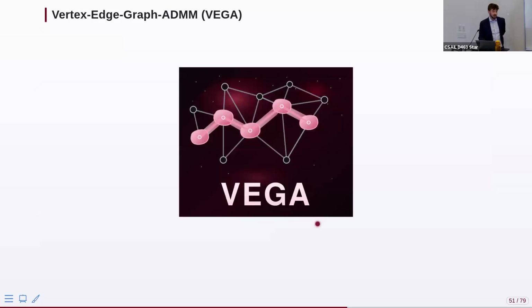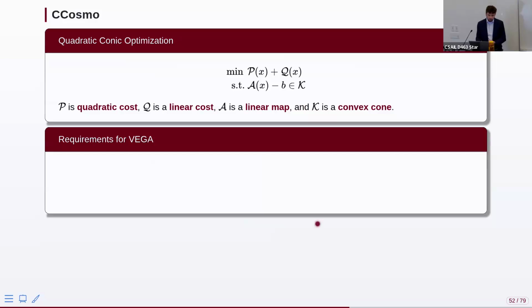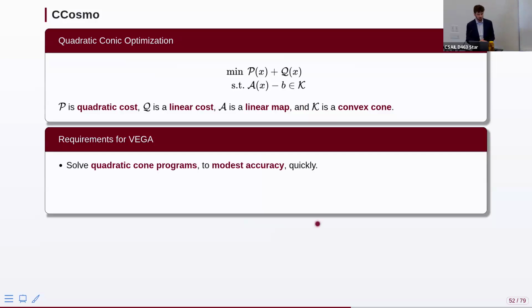Okay, so that concludes the Vega portion of this part of the thesis. And so now what I need to convince you of is that you can solve a quadratic conic optimization program as the subproblem effectively. That in and of itself should raise flags if you're in convex optimization. So what are the requirements for Vega for solving this quadratic cone program?